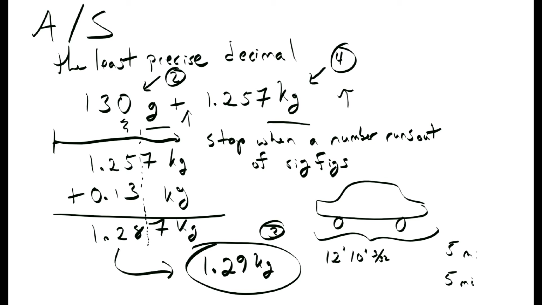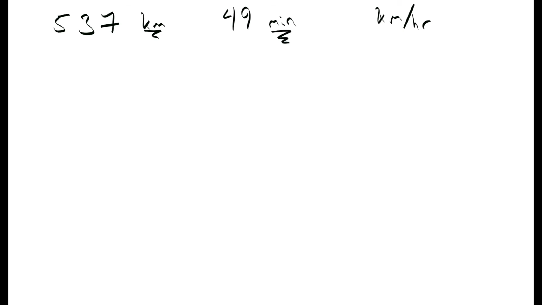Let's go ahead and work through a few more examples. Let's see. If you go 537 kilometers in 49 minutes, what is your speed in kilometers per hour? Well, this unit is exactly what it needs to be, kilometers, but this one over here is not. You're going to need to convert minutes to hours. So 49 minutes times 1 hour is equal to 60 minutes.